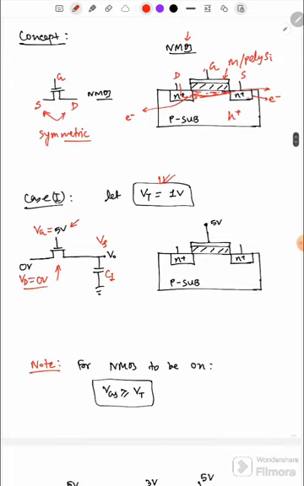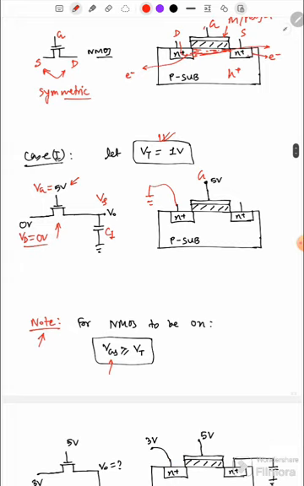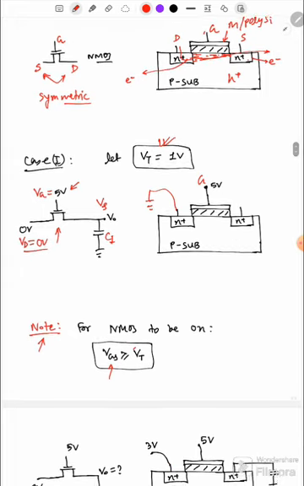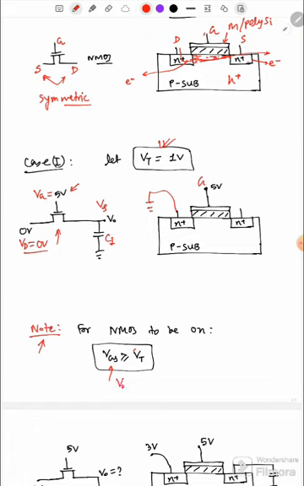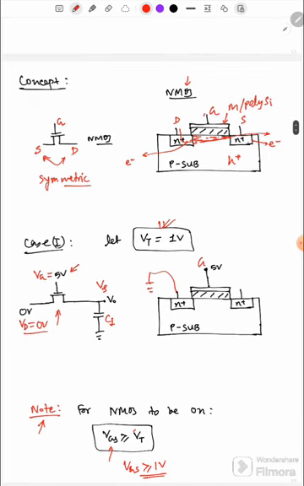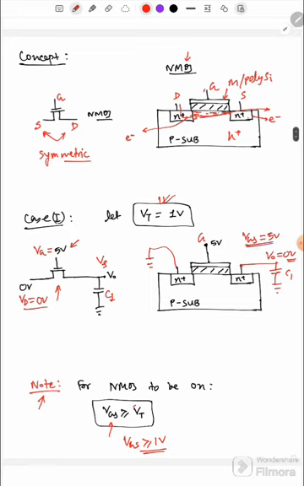So we apply 5 volt to the gate of this MOSFET, and the drain is grounded, so there is no voltage. For NMOS to be on, the gate to source voltage has to be greater than or equal to the threshold voltage of this MOSFET. The threshold voltage is 1 volt, so VGS has to be greater than or equal to 1 volt. The capacitor is initially discharged, so it is 0 volt, and VGS is 5 volt here. That means the NMOS will be on, but will it conduct? What will be the capacitor voltage?